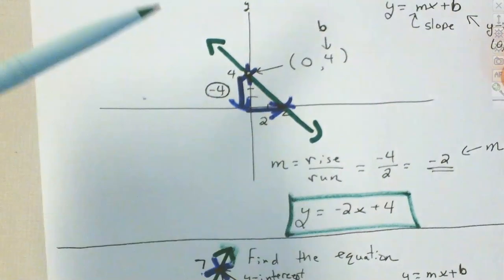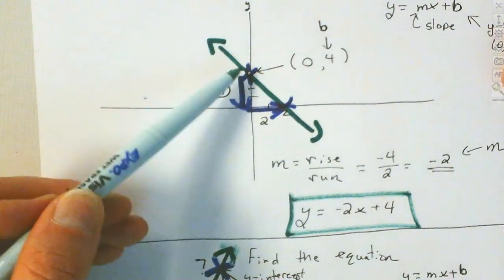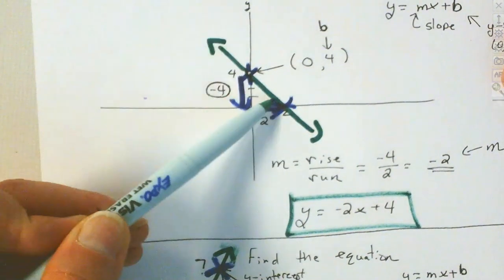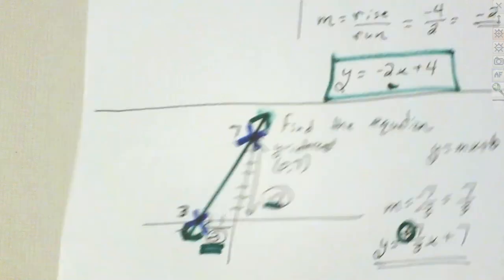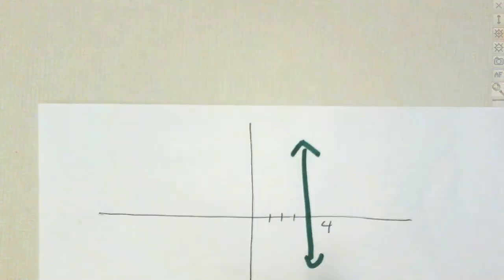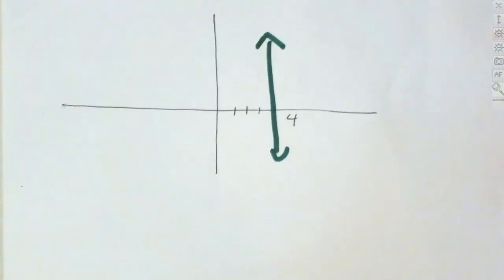Look at the last one. Okay, this one should have a negative slope. Why should this line here have a negative slope? Because what is it doing? Going down. Is my slope negative to check with that? Yes. So let's look at this one. How do we handle a vertical line here? Well, it's a little bit different.